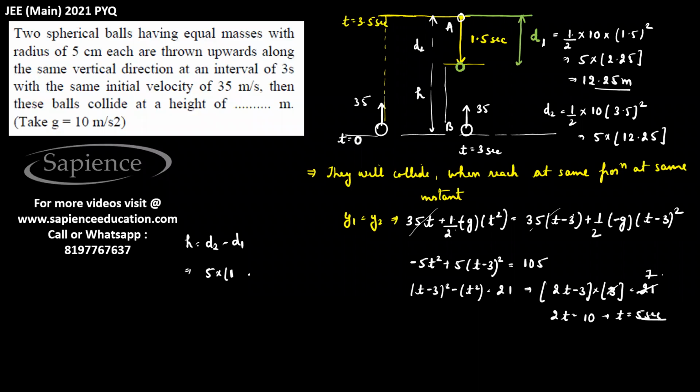So that should be equal to 5 into 12.25 minus 2.25, that will yield you 5 into 10, that will be equal to 50 meter, because this is 5 into 12.25 and this is 5 into 2.25. So the ball collides from the ground at a height of 50 meter, and h will be equal to 50 meter. The next question: a soap bubble of radius 3 centimeter is formed inside another soap bubble.